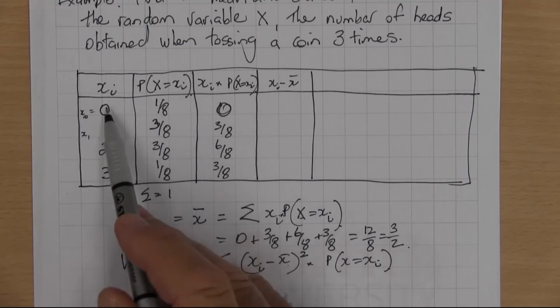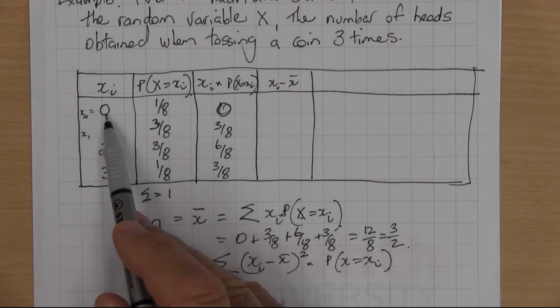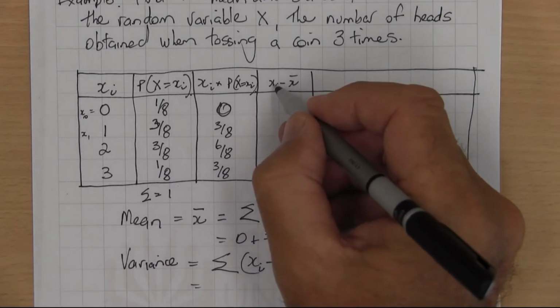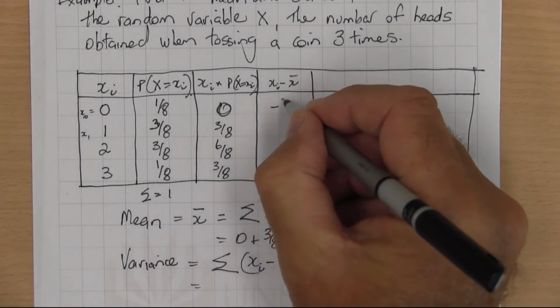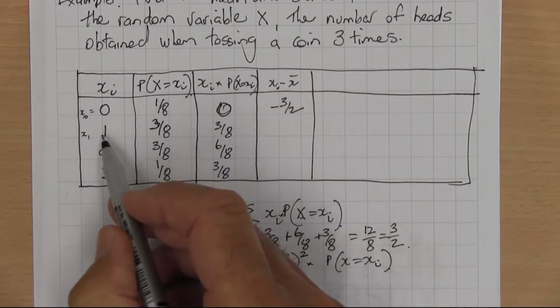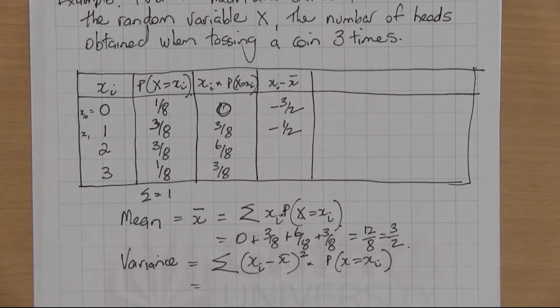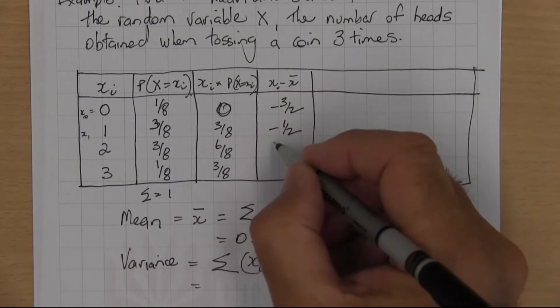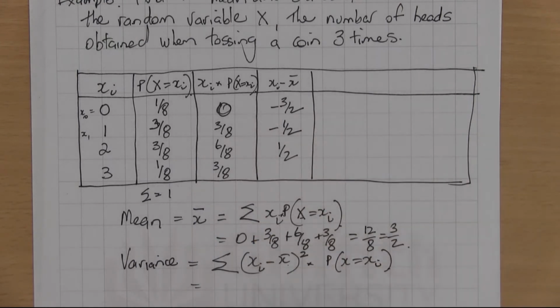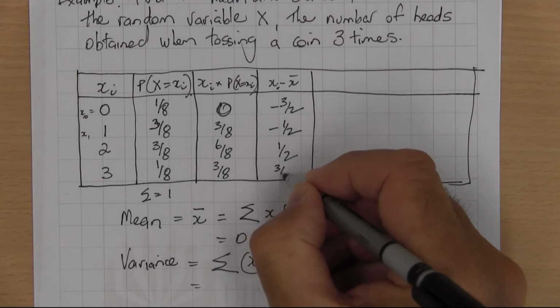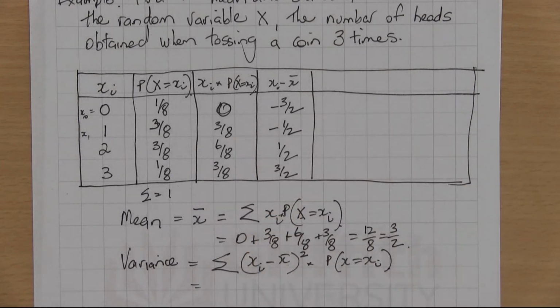So we have got to get what's in the first column, that value, and take x bar, 3 on 2, away. So 0 minus 3 on 2 is negative 3 on 2. 1 minus 3 on 2 is negative 1 on 2. 2 minus 3 on 2 is equal to a half. And 3 minus 3 on 2 is 3 on 2, 1.5.